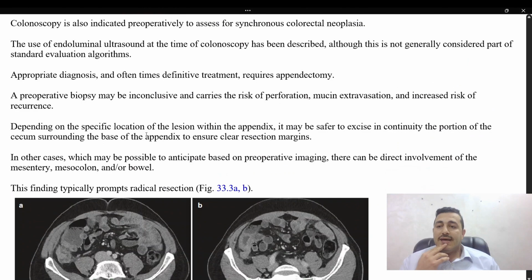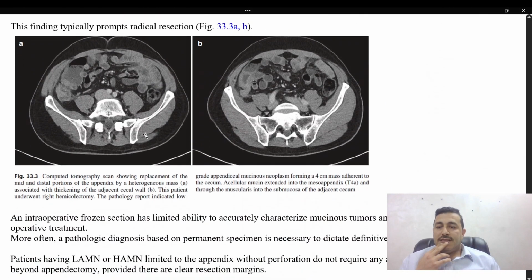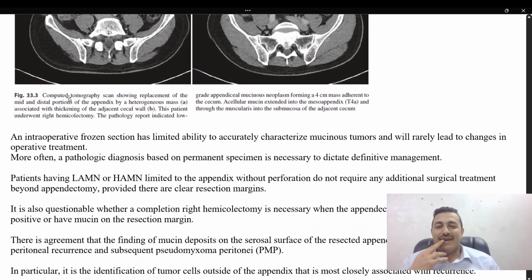What else we can add? This is also a CT scan showing, you can see here that something is not correct. It's hard to say this is mucocele of the appendix, this is adenocarcinoma, this is phlegmon. Something is not nice here. Okay, the final result was what?